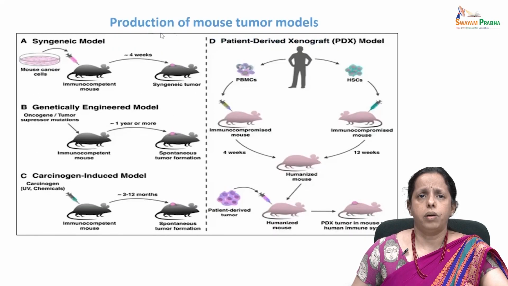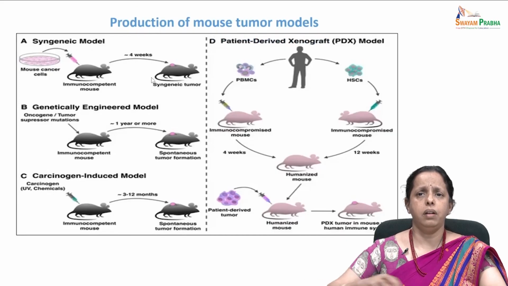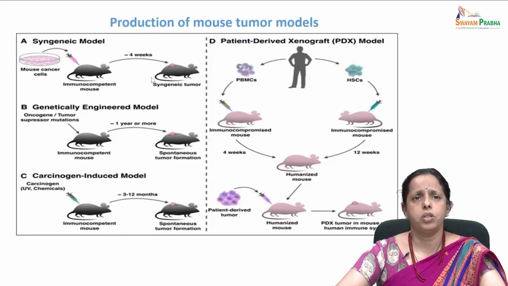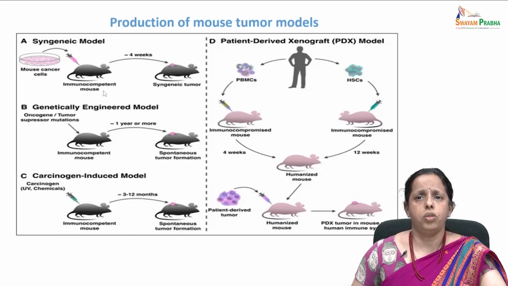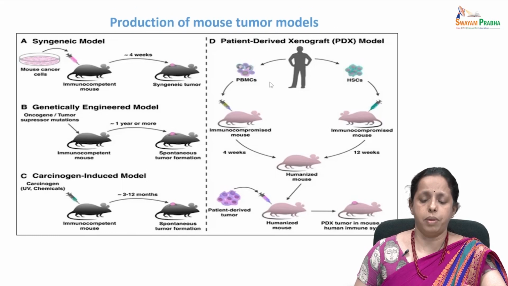So now, how are the mouse models produced? We have the syngeneic tumor models, which are produced by transplanting mouse tumor cell lines into an immunocompetent mouse in a short period of time. And here, this is the genetically engineered model. The tumor forms here from the patient.